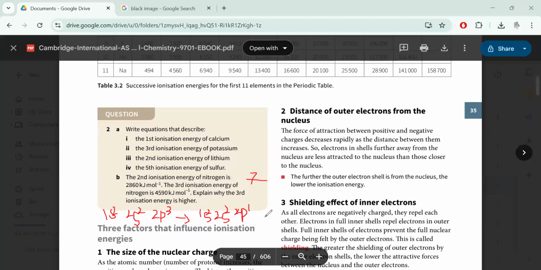So when we remove the electrons, that's from the stable one. Removing this third electron, as you can see right here, actually destabilizes the structure, and it requires more energy to make the nitrogen more stable. So that's why removing the third electron will require a lot more energy. That's why the ionization energy is higher. So it makes sense, right? Okay.